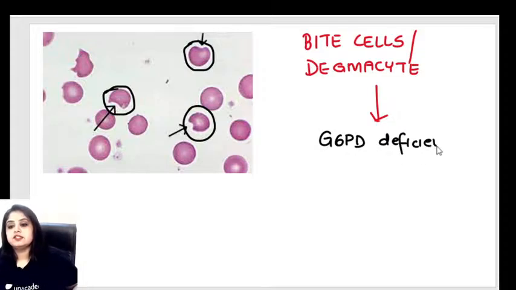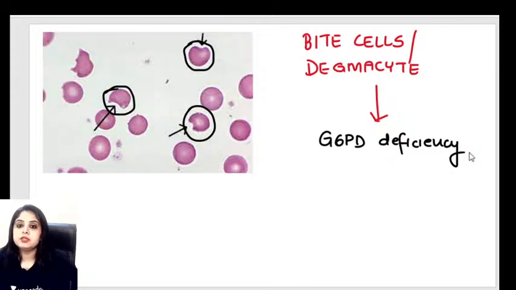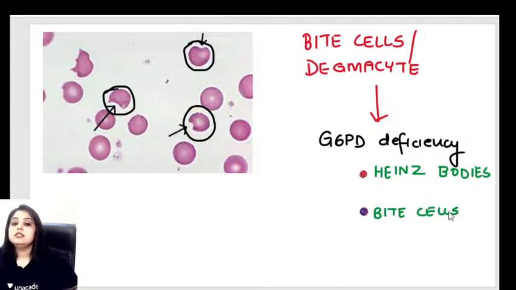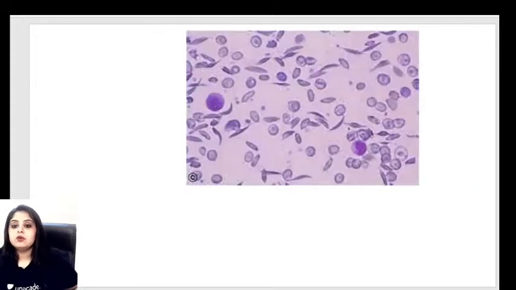G6PD deficiency, yesterday I had taught you some bodies also in G6PD deficiency, which all of you were very confident about yesterday. So now we've completed everything. When I talk about G6PD deficiency, we see two things. Number one happens to be the bodies that we saw, that was the Heinz bodies. I hope everyone remembers, we've studied it yesterday. And number two, the cells that we see are known as the bite cells or the degmacytes. There are a lot of D's that I'm going to teach you today. This is the first D, the D for degmacyte, a bite cell.